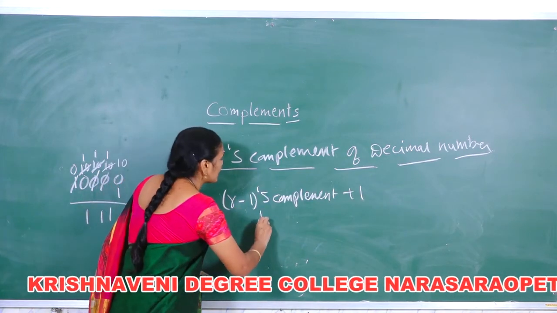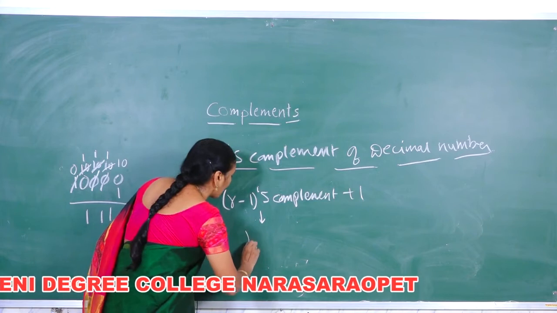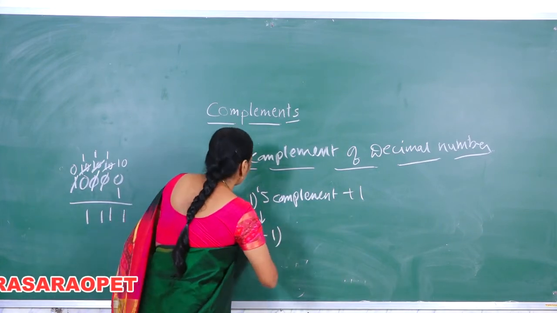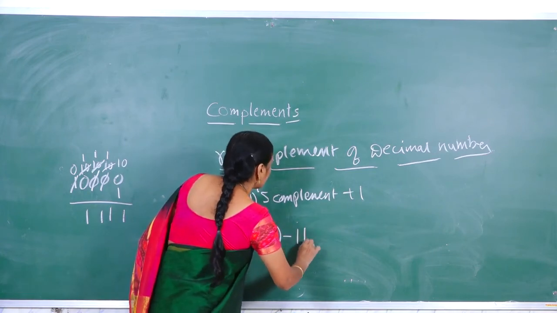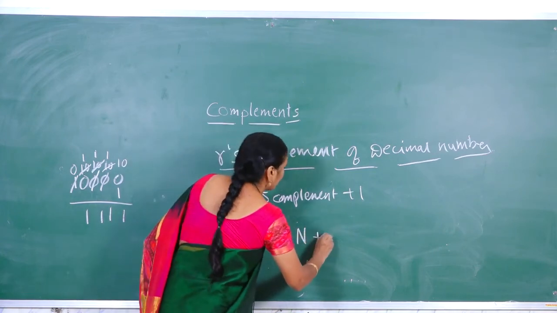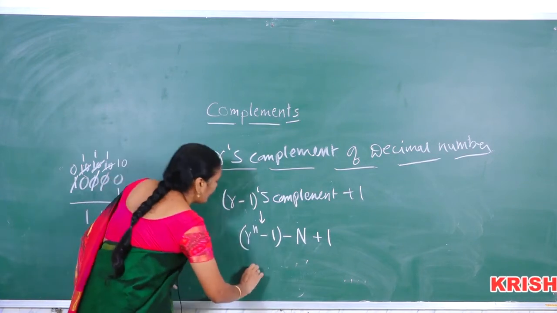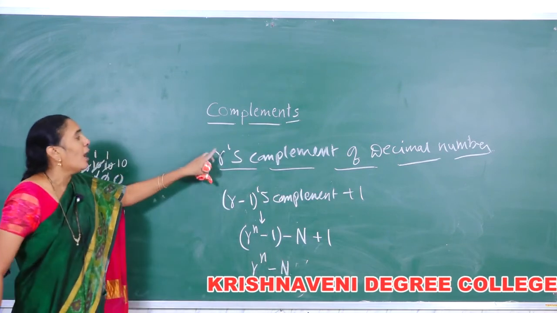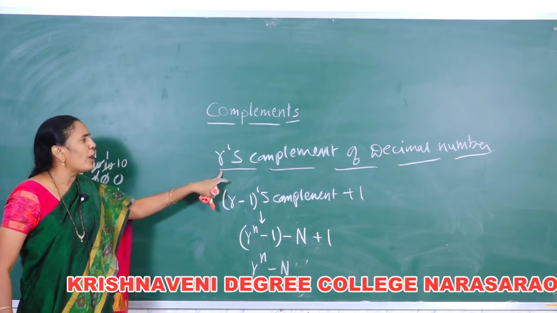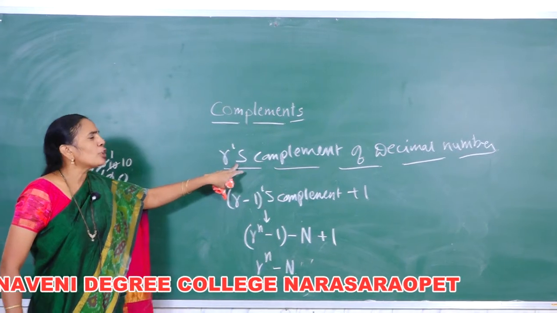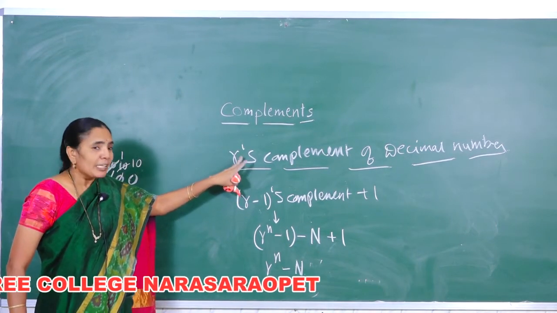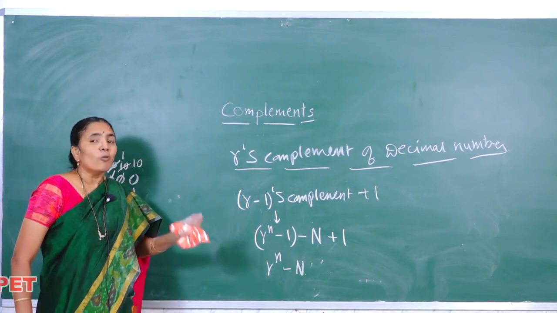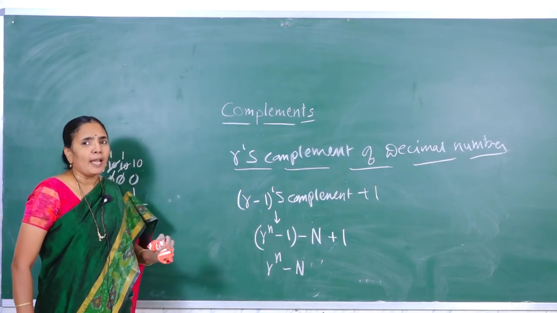The r minus 1's complement for a decimal number is equal to r to the power of n minus 1 minus n, plus 1. So now it will become r to the power of n minus n, which is nothing but the r's complement of a number. When we want to get the r's complement of the decimal number, which is nothing but the 10's complement, we have to add 1 to the 9's complement of the number.